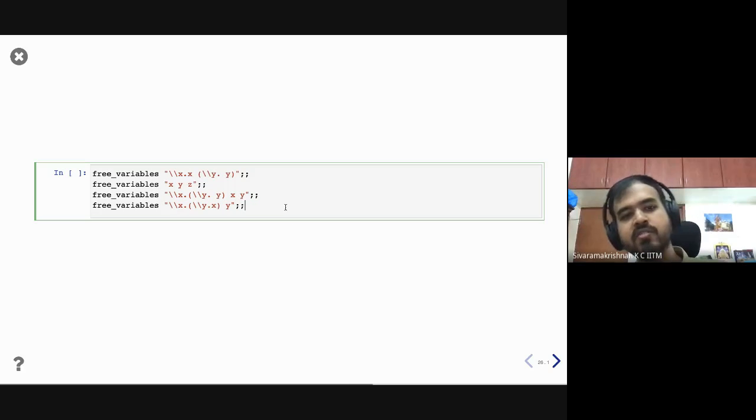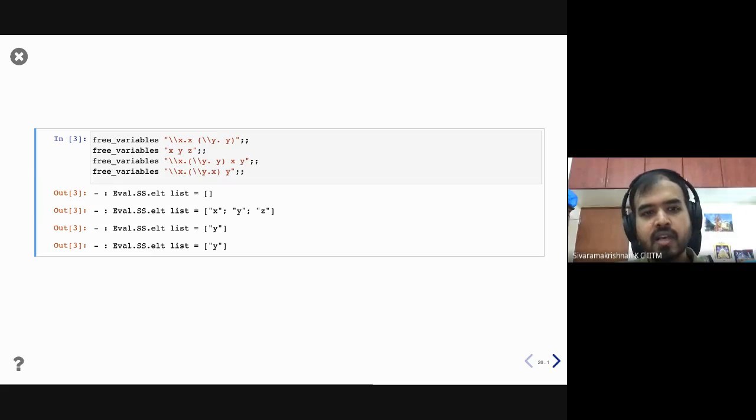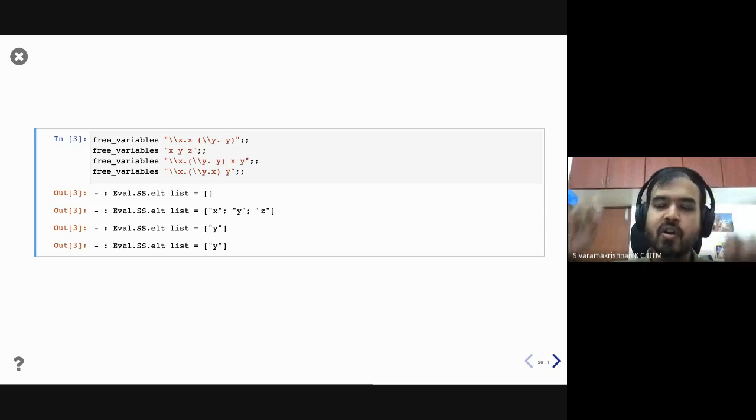I have an implementation of free variables. These are the exact four terms that we saw earlier. If you call this function, you will get this list of elements. The thing that you will do as part of the second assignment is implement this function as well. So you'll implement the free variable function. It should be fairly obvious the way we worked it out. It's just a recursive call, and if you implement it, it will naturally follow.